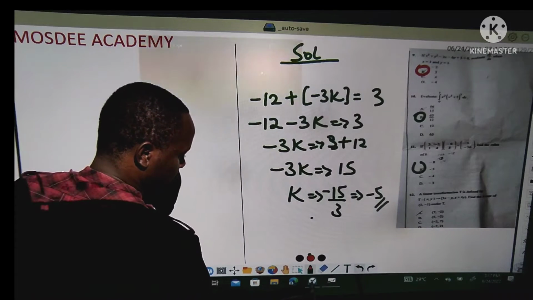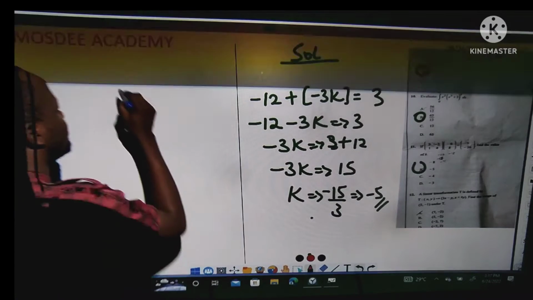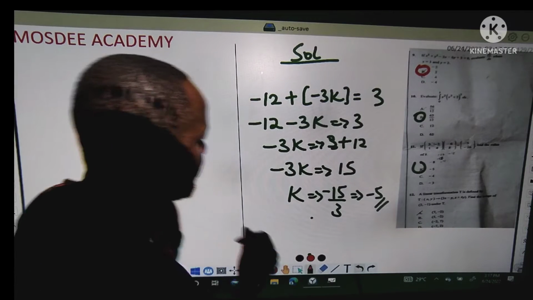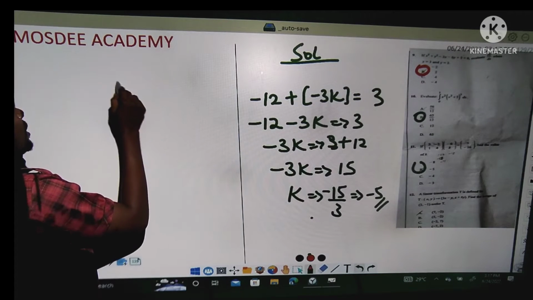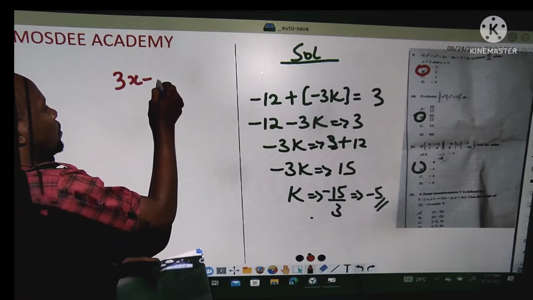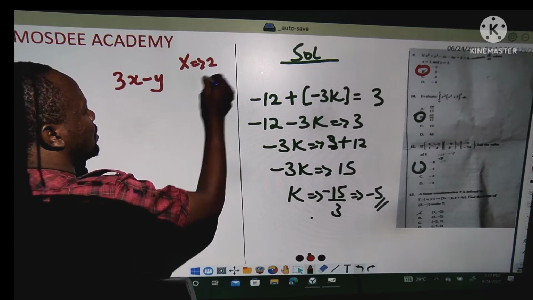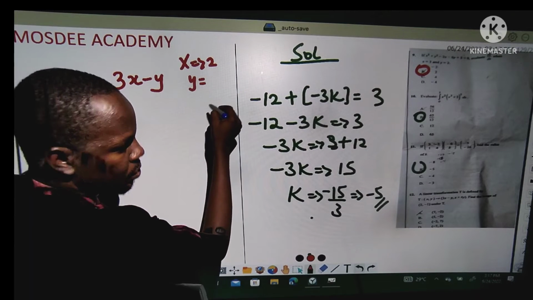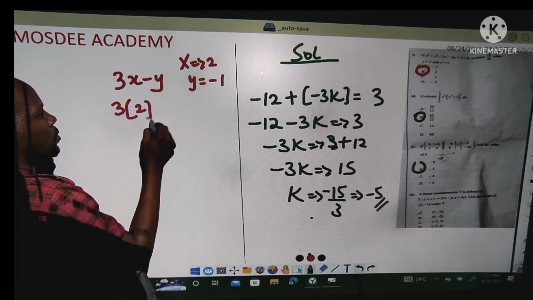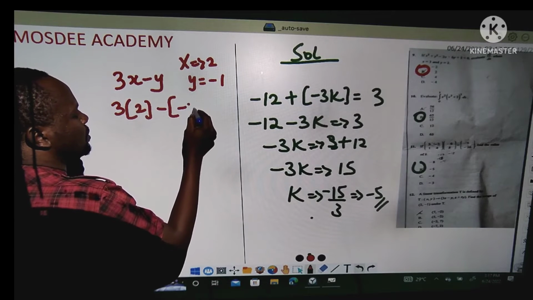I think this one is also very easy for everybody to get. If you have 3x, okay, you can see that's what is going to take my time now. The first equation is 3x minus y. Then they say x is equal to 2, everybody can do this one, and y is equal to minus 1. Put it there. That's 3 times 2 minus minus 1.